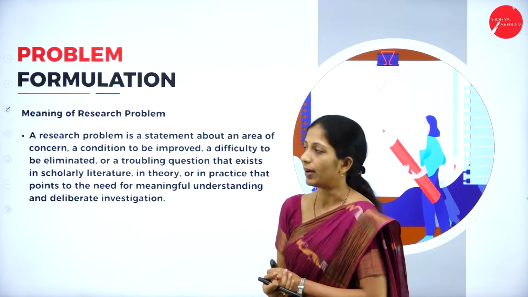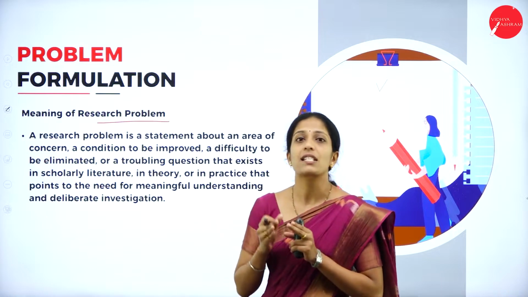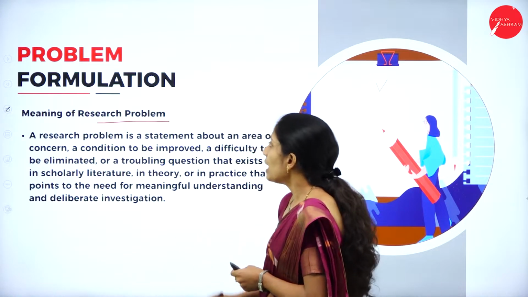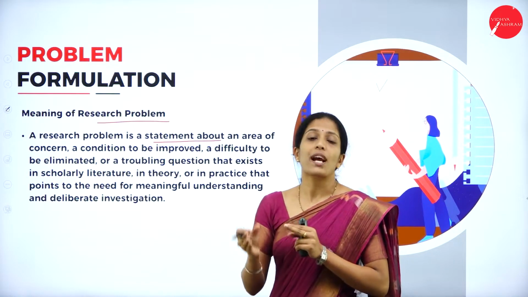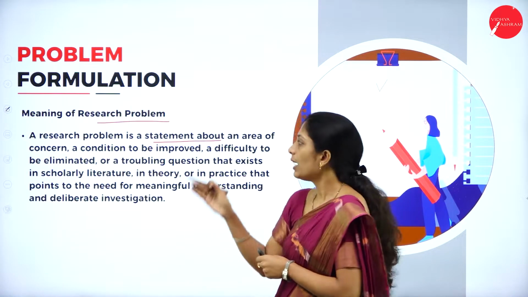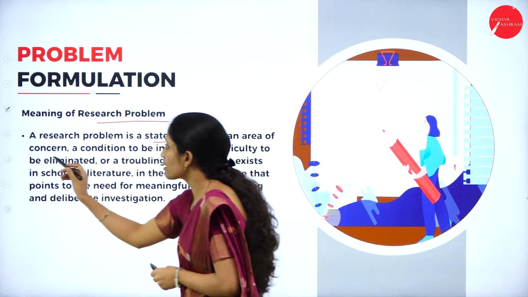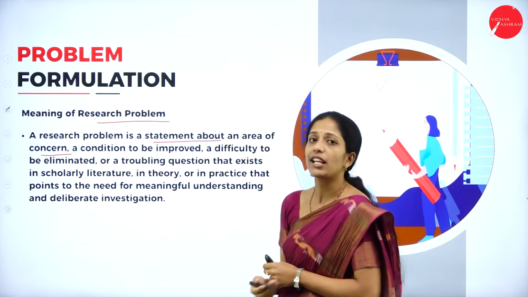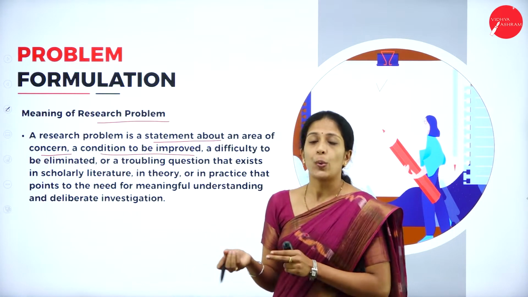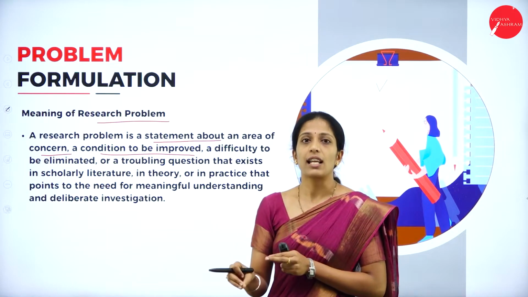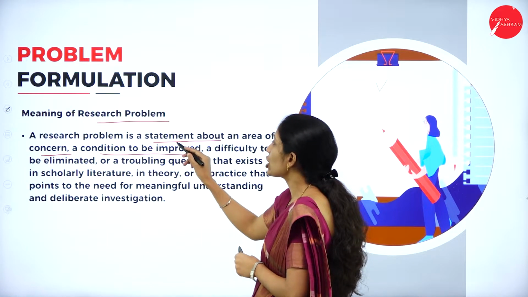So the first one is the meaning of research problem. Now what is this research problem? A research problem is a statement about which we are going to find the solution. Okay. A research problem is a statement about an area of concern or a condition to be improved. It may be a subject or a statement where extra care has to be given, where it has to be solved, and it is a condition to be improved.